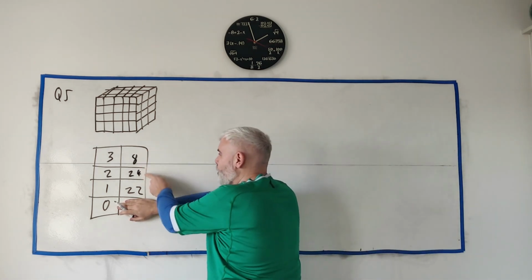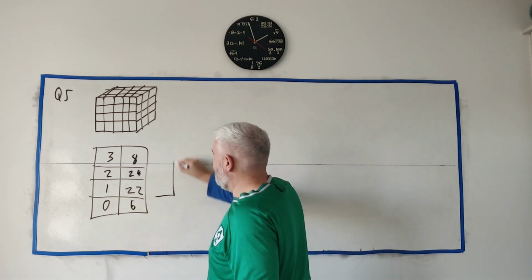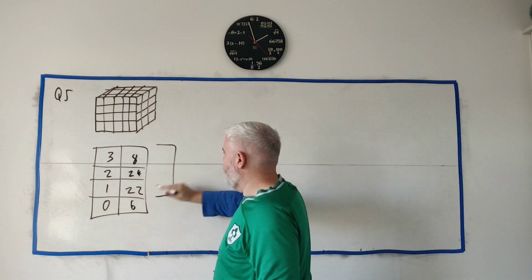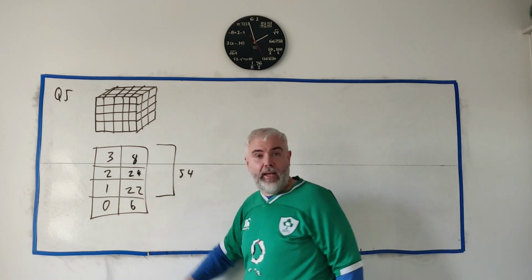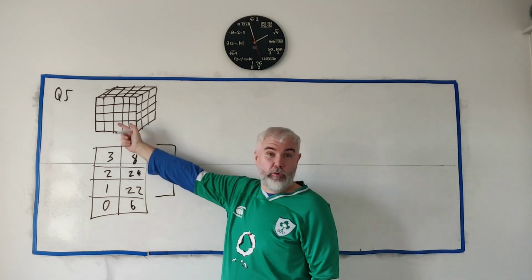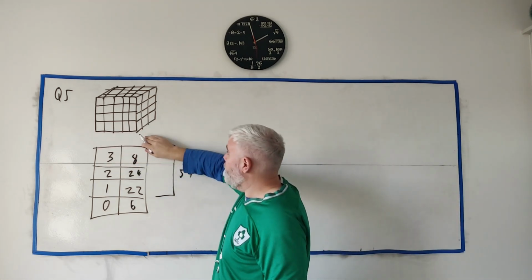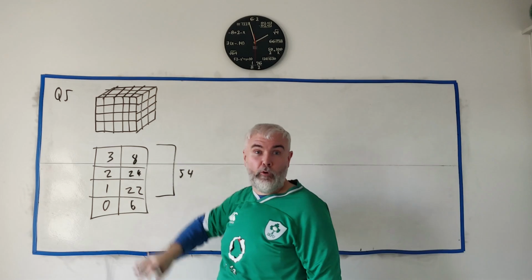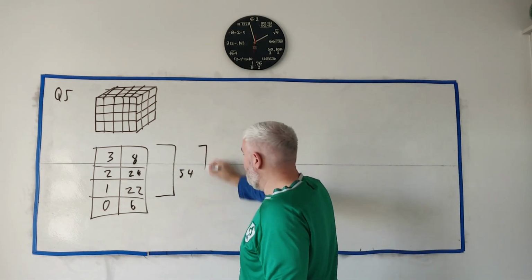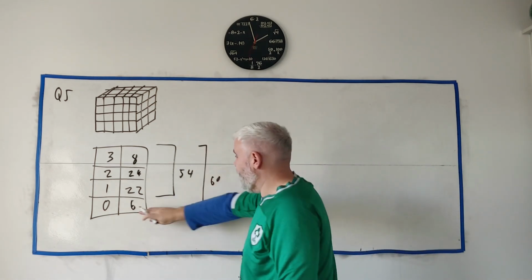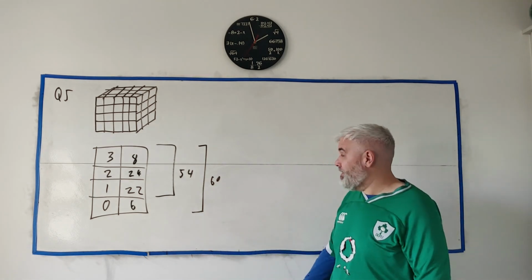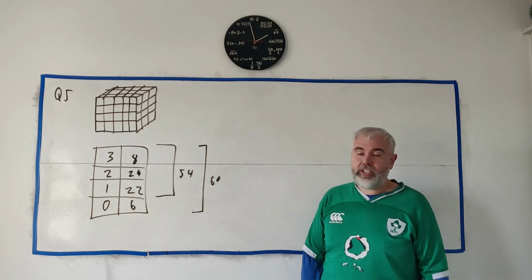We can just add these up and these guys here would be 54 of them. And what's the total number of cubes in this? 5 times 3 times 4 is 60. All of this has to add up to 60. So this guy has to be 6. 2 ways to do that. And that's it for question 5.